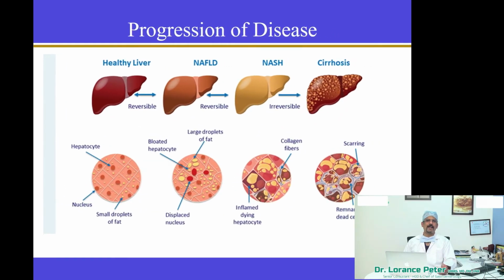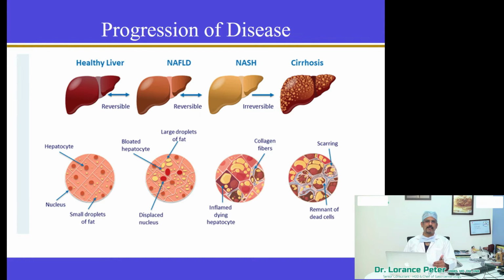This fat can cause liver cell injury, liver cell inflammation and liver inflammation, and finally there is a spectrum of disease from minimal fat to more fat, inflammation, and fibrosis. Fibrosis means scarring, and scarring leading to cirrhosis.